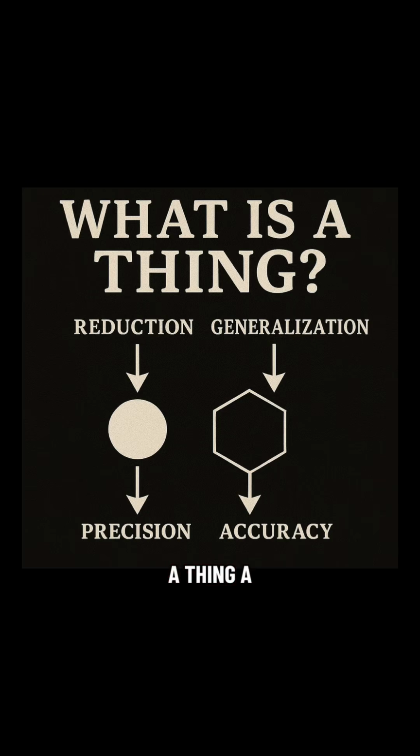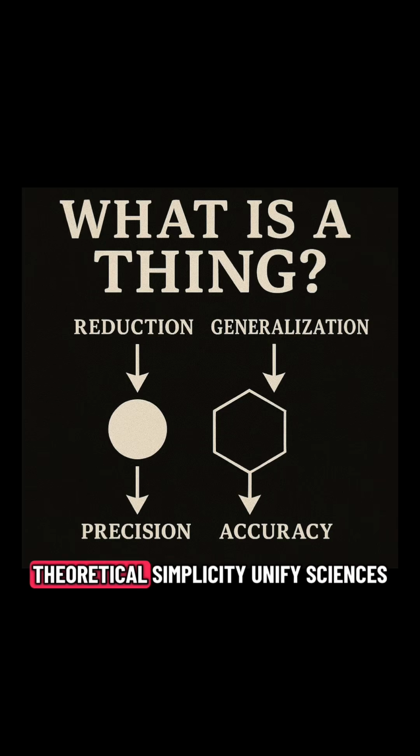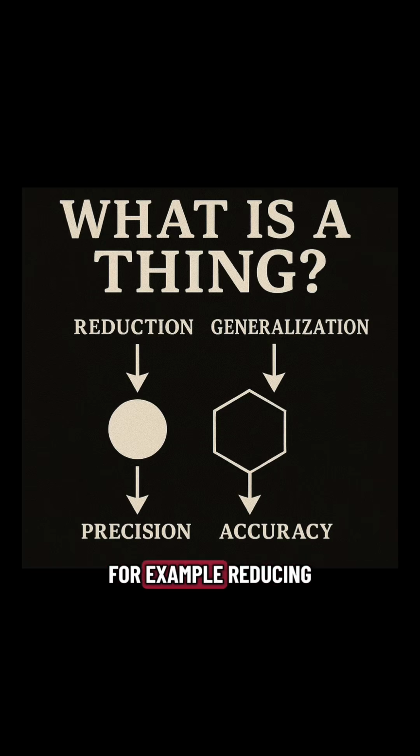Definition of a thing: a complex entity is simply the sum of its parts, or nothing but a collection of smaller entities. Goal: to achieve theoretical simplicity, unify sciences, for example, reducing biology to chemistry, and explain high-level phenomena through low-level laws. Example: defining human behavior strictly as a result of chemical reactions in the brain, reductionist, rather than as a psychological or social experience.